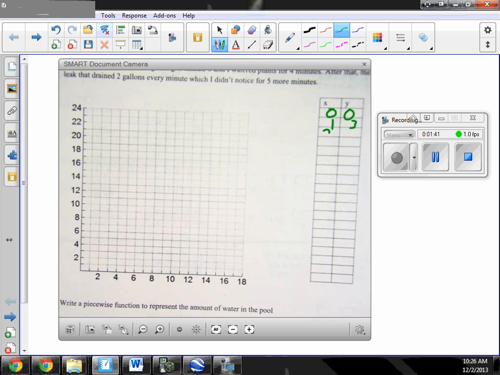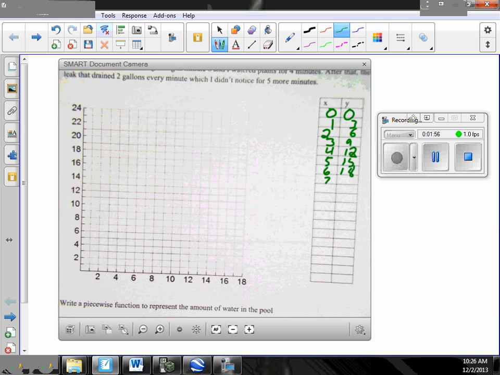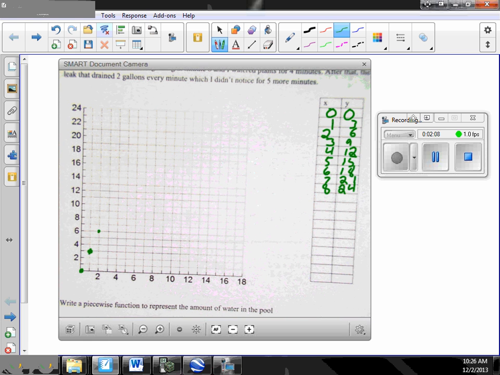3. 2, 6. 3, 9. 4, 12. 5, 15. 6, 18. 7, 21. And 8, 24. So let's graph those dots. What type of line should I draw? Is this going to be continuous, or is it going to be a step function?